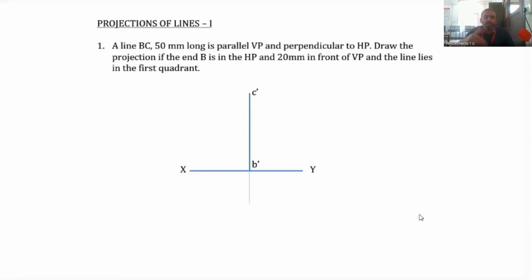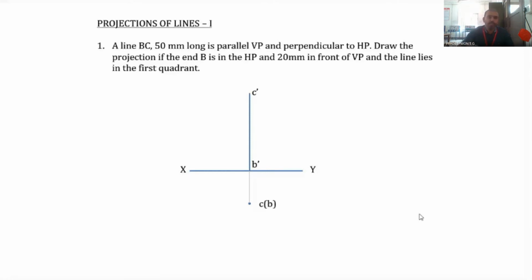That is below the XY line, we extend the projector line below the XY line, and in this line we mark a distance 20 millimeter. Since the distance of the line from the VP is visible only in top view, the 20 millimeter is visible only in top view. So we mark that particular distance 20 millimeter from XY on the projector, and that particular point will be the point CB.